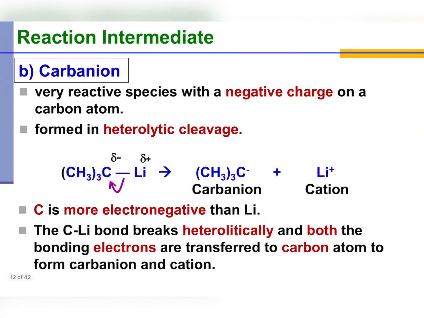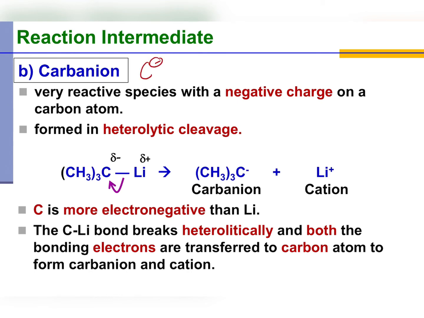Alright, next kita tengok carbon ion pula. Macam mana carbon ion ni terhasil? Carbon ion ni adalah carbon yang bercharge negatif. So carbon yang bercharge negatif ni form daripada heterolytic cleavage. Keadaan dia bila pula? So kita compare carbon dengan lithium. Kalau kamu tengok periodic table, lithium is on your left while carbon is on your right. Going across the periodic table, dia akan jadi more electronegative.